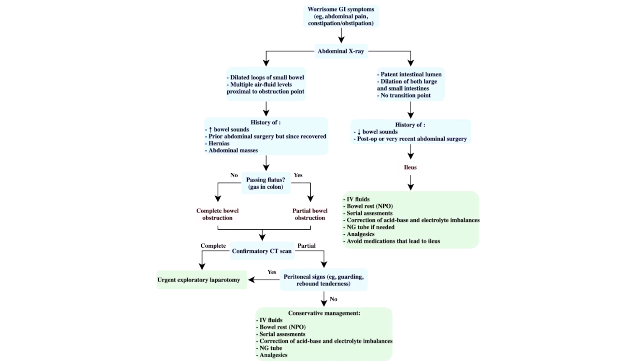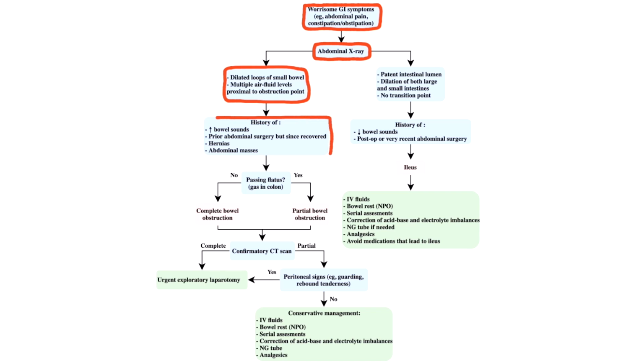Let's take a look at our algorithm for small bowel obstruction. For now, let's focus on the left side of the algorithm, since we will cover ileus on our next lecture. When a small bowel obstruction is suspected, one should first obtain an abdominal series with plain X-ray, which can show the dilated loops of small bowel and air fluid levels. If these imaging findings are present with a history of increased bowel sounds, prior abdominal surgery, hernias, or abdominal masses, one should have a high suspicion of small bowel obstruction.